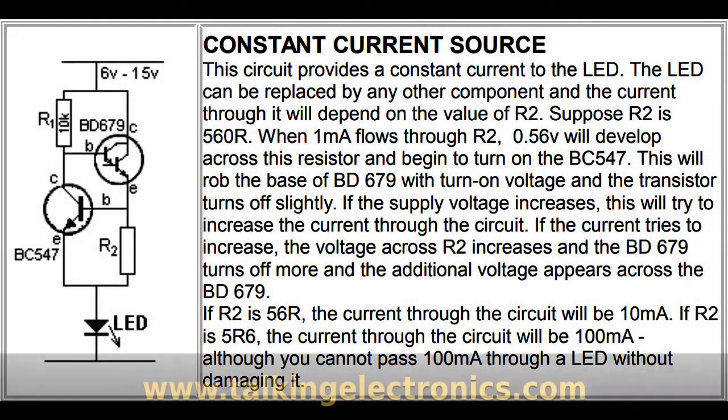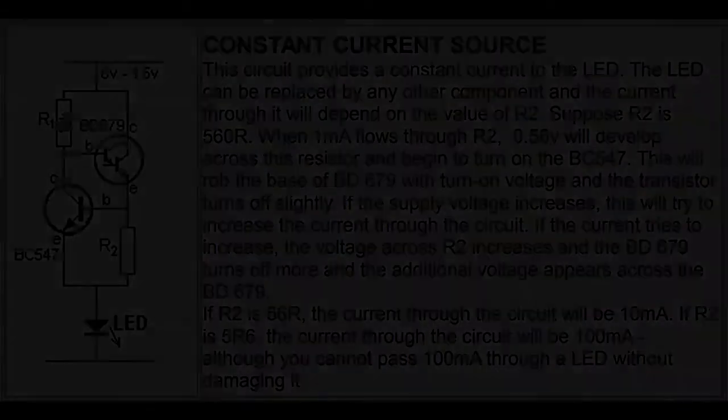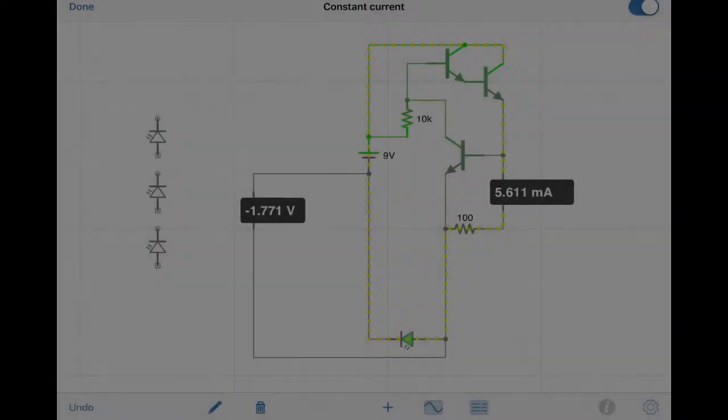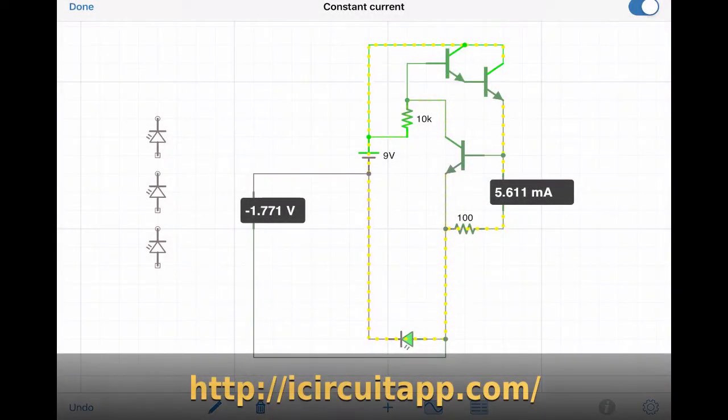So here's the circuit that I found to do a constant current source. It's a subset of circuits you'll find on talkingelectronics.com. The next thing for me to do was to try and simulate it, so I used a program on my iPad called iCircuit. So I built the circuit.